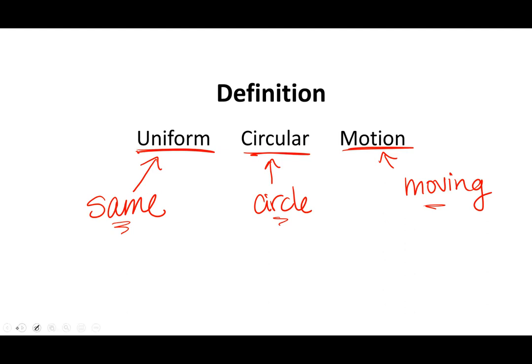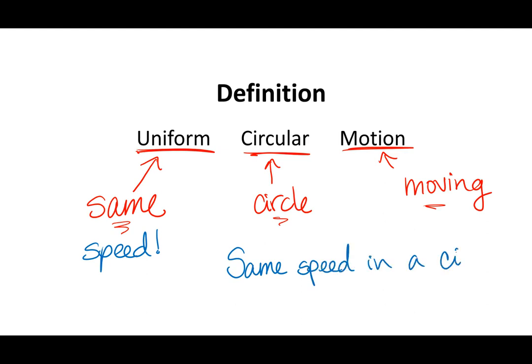And the way that we look at that in terms of same is going to be the same. Actually, I guess it's not velocity, it's same speed. And so when we are looking at uniform circular motion, we are looking at going the same speed in a circle.